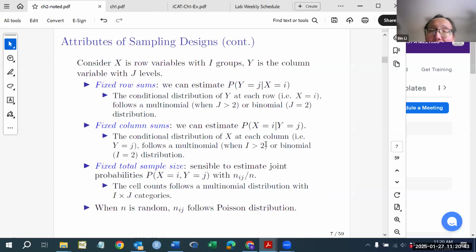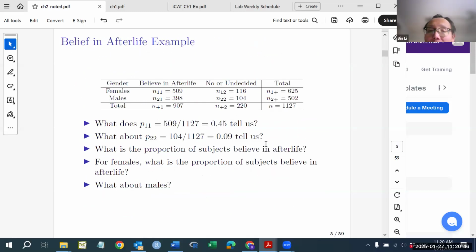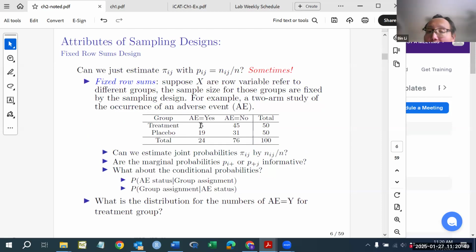Does that make sense? So just check this one. Here, we know that the number of subjects that had adverse event in the treatment group follows a binomial. Is that right? And what about the number of placebo subjects that had adverse event? It also follows a binomial. Is that right? And these two binomial processes are independent. Does that make sense? Because these two groups, treatment and placebo, are independent.